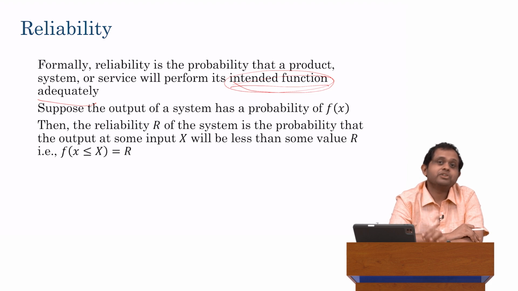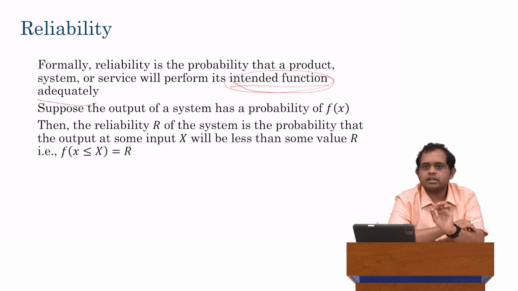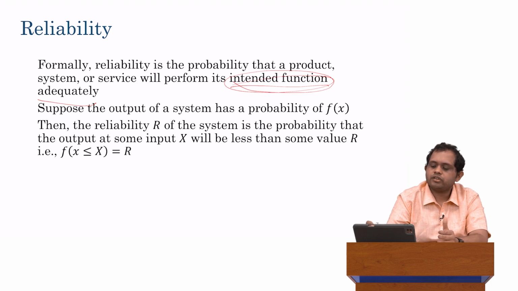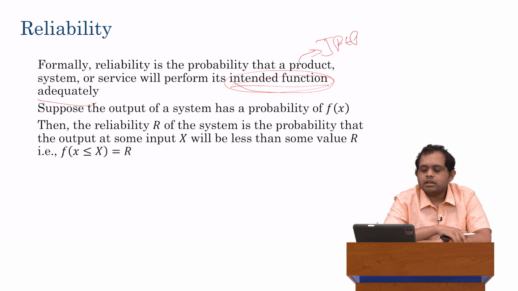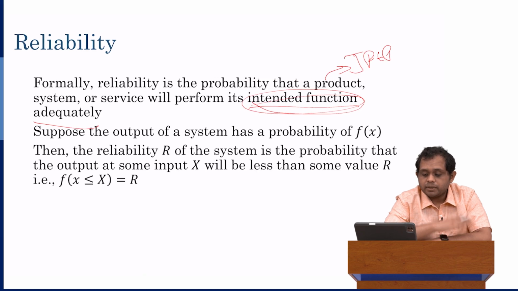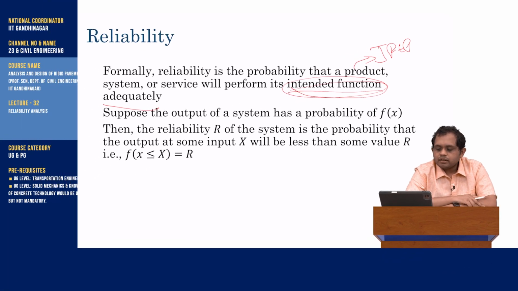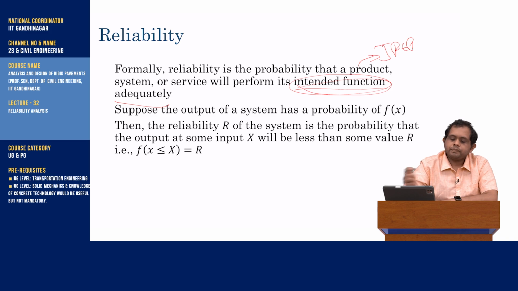And this goes back to distresses. So we will answer that, but just as a quick tease to you, let you pause for a minute and think, what is the intended function of a road and how can I relate this definition of reliability? So instead of saying product, system or service, if I had said a JPCP section, then what does that mean? It's meeting the intended function adequately. Okay, keeping that aside, let's go on to our mathematical description.